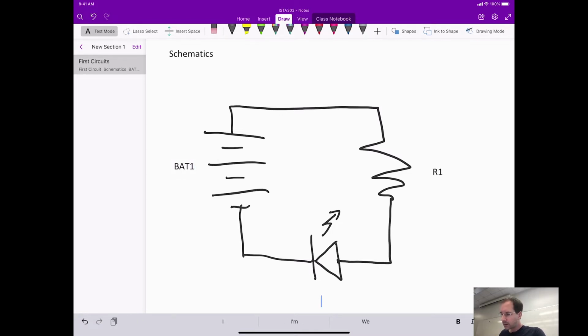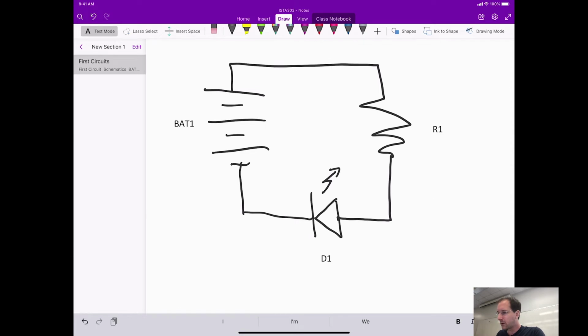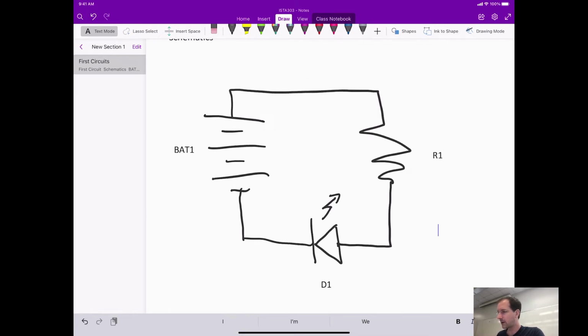And then an LED, you might think that that would be represented by L, but if you think of what LED stands for, it stands for light emitting diode. An LED is a special kind of diode, and a diode is a class of components. And so we call these diodes. So D, and in this case, 1. So we have a battery, we have a diode, and we have a resistor.